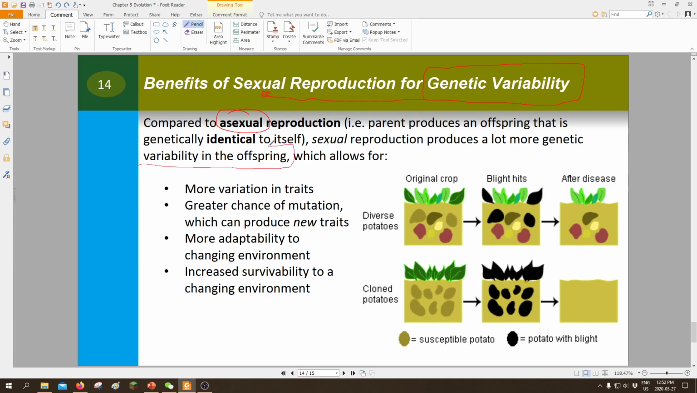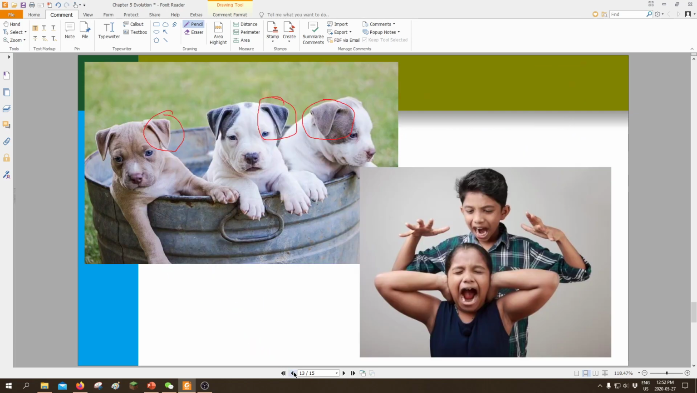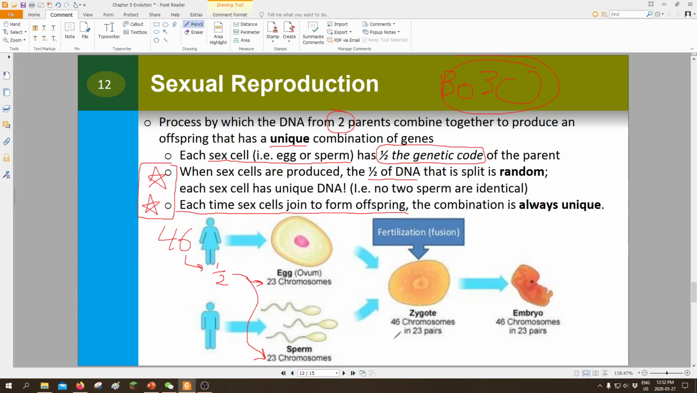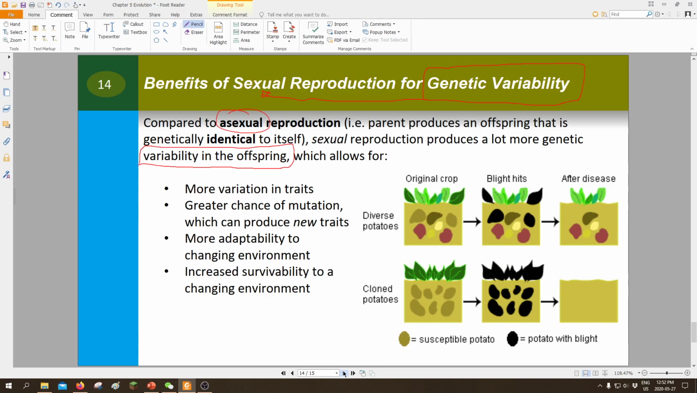in the offspring. Okay. Again, why? The uniqueness of each sex cell and the uniqueness of the combinations of these sex cells. Why is that actually important? Okay, number one, we know it makes more variation. Number two, because of this, there's also a greater chance of mutation, which can produce new traits. Mainly because of these two things, we get more adaptability to a changing environment, which can cause an increase in the survivability of that organism in a changing environment.